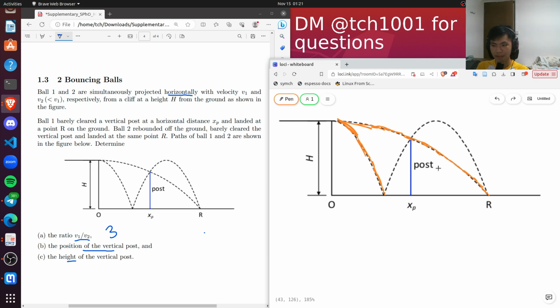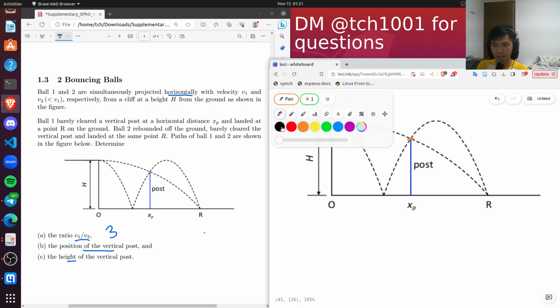So what does that tell us about this? What is the post defined by? The post is defined by some height, which we currently do not know. But what we do know is that when the first ball, the one that goes faster, hits the post, just glancing the tip of the post, then the second ball is also going to be at the same height, here. We don't know where that is horizontally at the moment, but we know it's also going to be here.